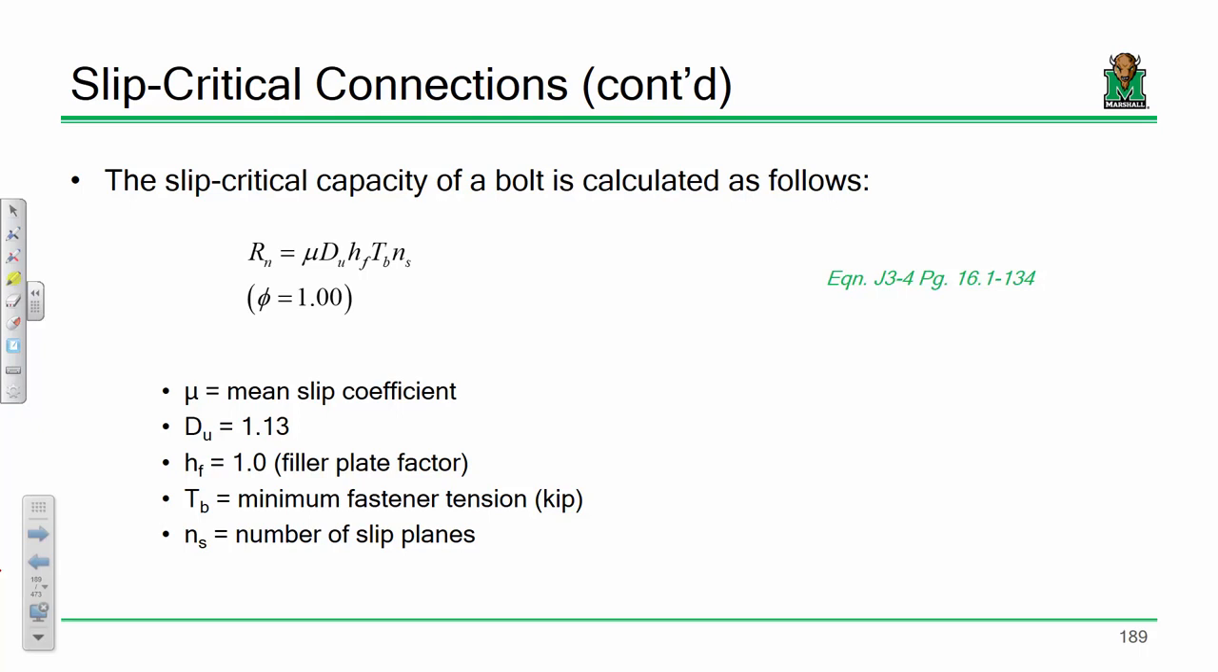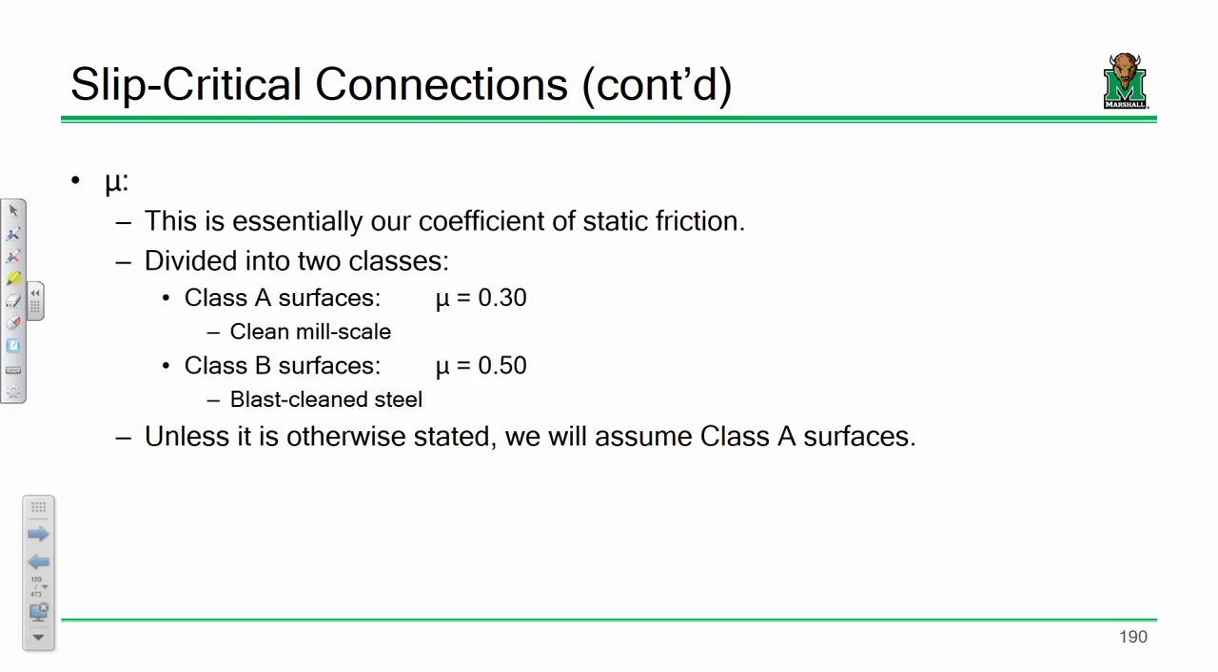And then we have a series of adjustment factors, this D sub U value, this filler plate factor, and the number of slip planes. Now this is not a typo. Usually when you're addressing slip critical connections, this back in the day was essentially a service limit state check. So as a result, we actually use a phi value of 1. So this is one of the few instances where the phi value is a little different than 0.9 or 0.75. Phi is 1 when you're looking at slip critical connections.